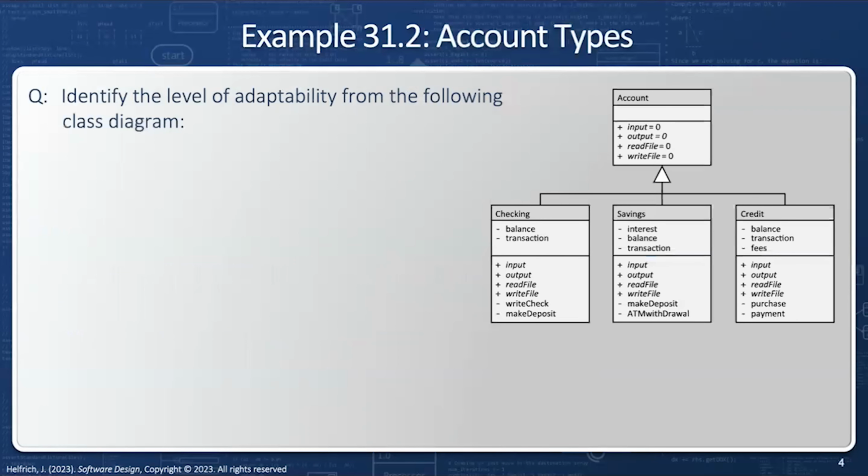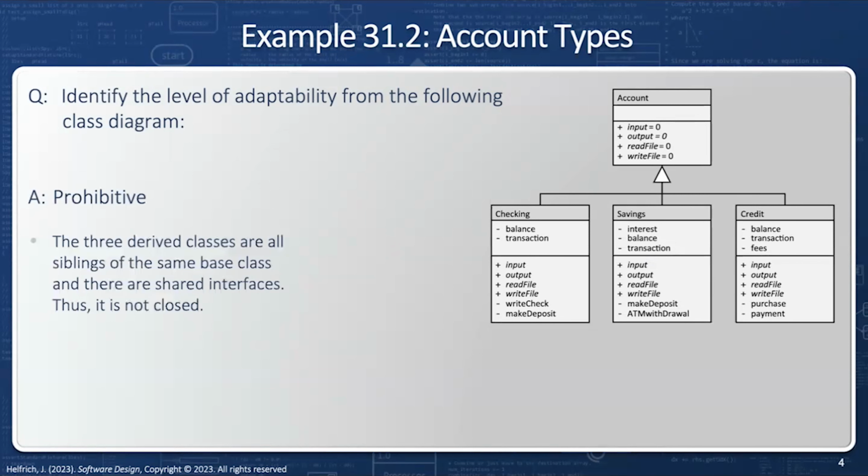Next one, I have a bunch of account types. I have a checking, saving, and credit. Now observe that I have four pure virtual functions: input, output, read, and write. And these are going to be implemented in my checking, saving, and credit. What's the level of adaptability of this? What kind of changes do I need to make? Well, presumably I want to add a stock account or a 401k or something like that. Now, this is going to be prohibitive because the account doesn't actually give me any functionality. All the functionality is implemented in the derived classes. So if I want to create a new account type, I'm going to pretty much have to start from scratch. But it's not closed because I do in fact have inheritance.